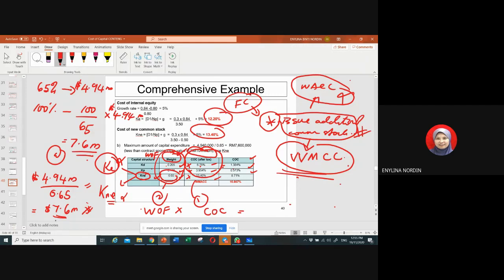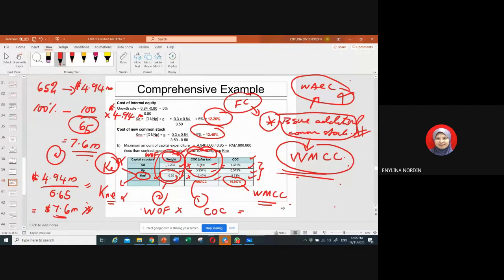And for common equity, you use 13.4%, the KNE, because it involves issuing new shares. Then you multiply by the WOF, which is 65% that we calculated earlier. And therefore you get 8.71. You total up these three, then you get the total here. So this total is called WMCC, or WMACC, that is weighted marginal cost of capital. Understand or not?